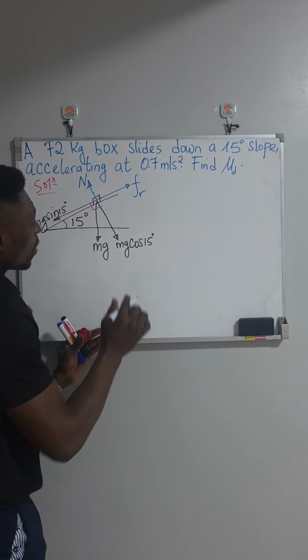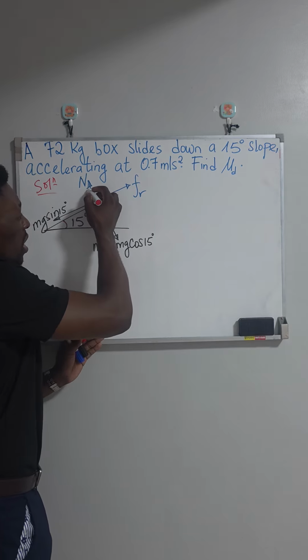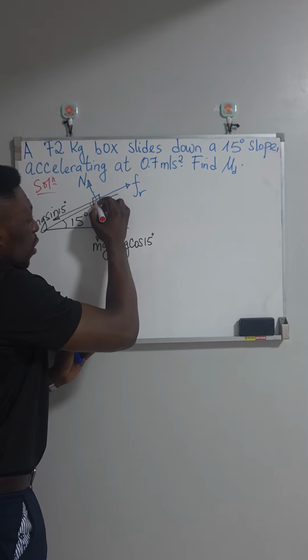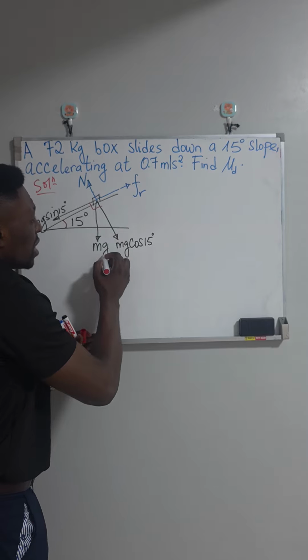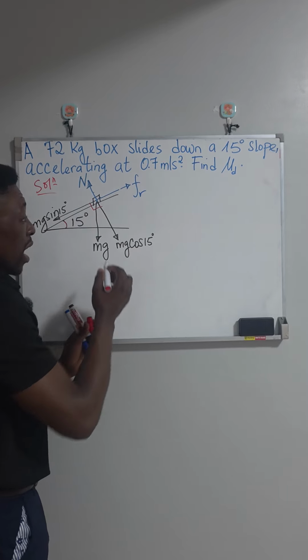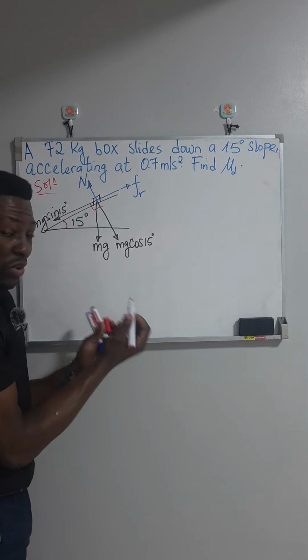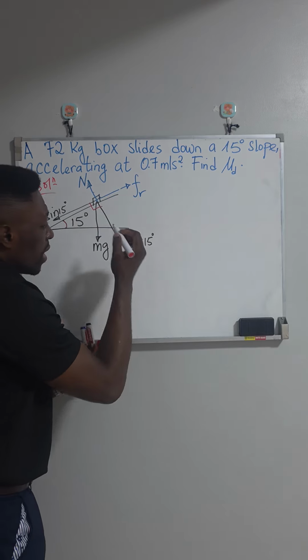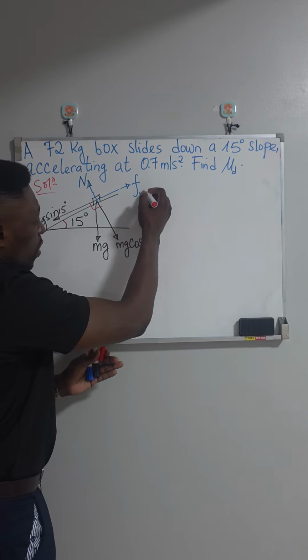Now, strange enough, the normal or the reaction force here is not what most of us would have expected, that for it to be directly opposite to mg. In this case, because it's an inclined plane, we will have it in this way. And of course, without going too far, you will notice that this aligns directly with mg cos 15 degrees. And of course, we have the friction force here.